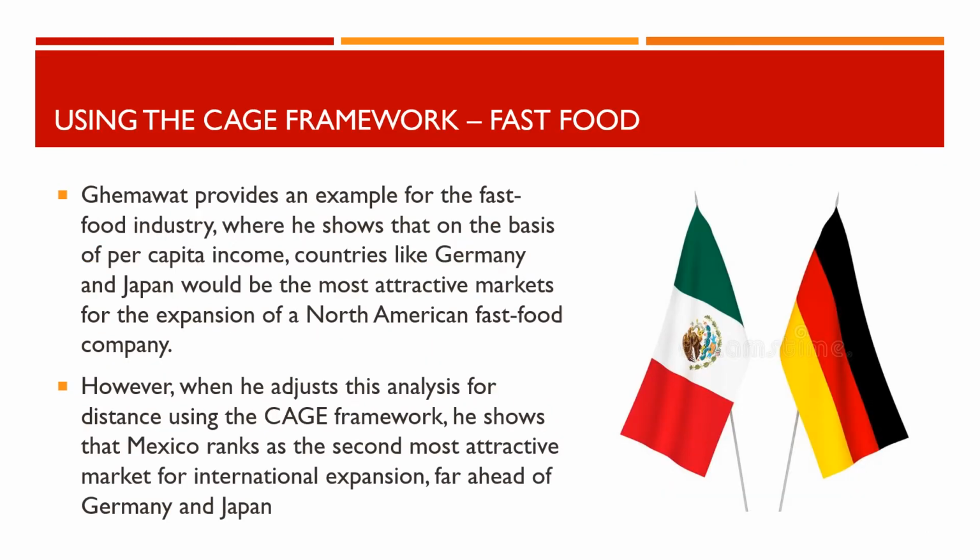Ghemawat provides an example for the fast food industry, where he shows that on the basis of per capita income, countries like Germany and Japan would be the most attractive markets for the expansion of a North American fast food company. However, when he adjusts this analysis for distance using the CAGE framework, he shows that Mexico ranks as the second most attractive market for international expansion, far ahead of Germany and Japan.